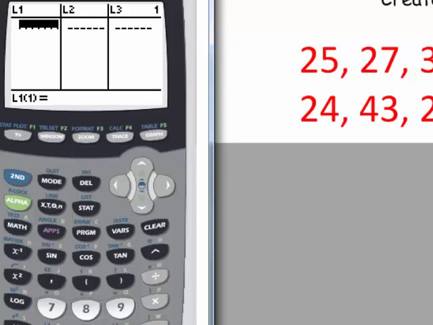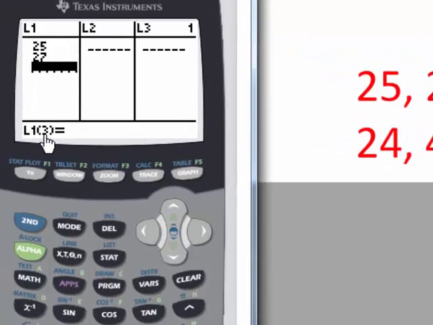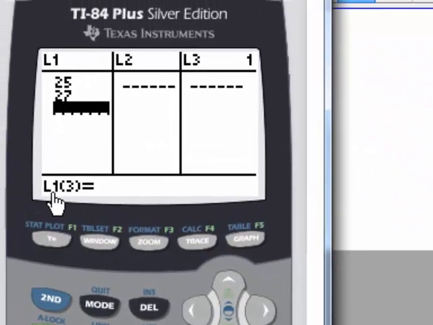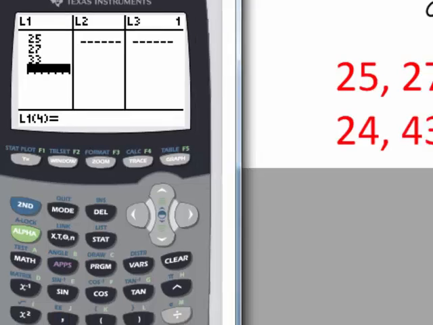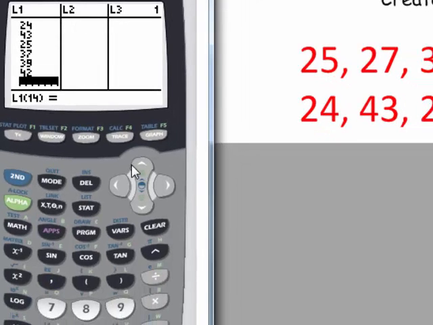So I'm going to go ahead and do that. I'll skip ahead here as I go. So 25, hit enter each time. 27, enter. And if you take a look here where it says list 1, it tells you which term you're entering. So this is my third term I'm entering, so 33, enter. So now I have everything typed in, and I can just double check to make sure I have enough terms.